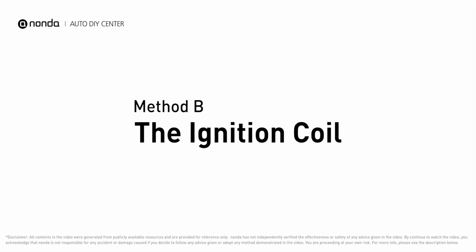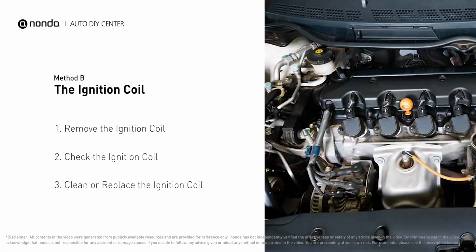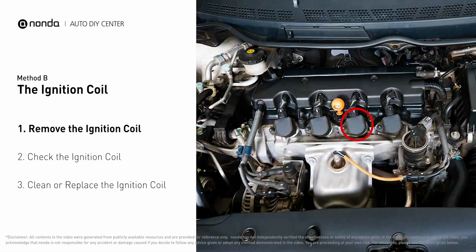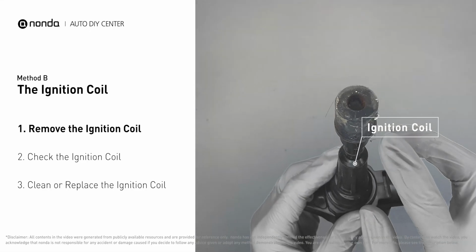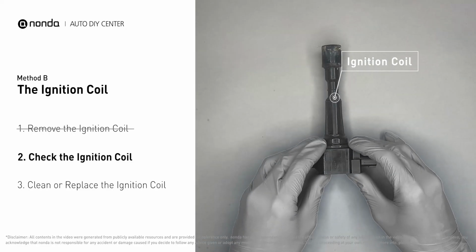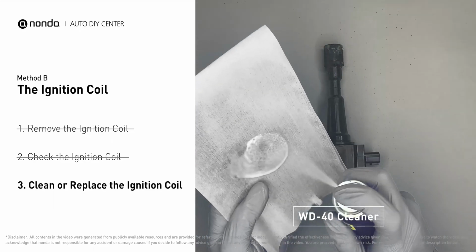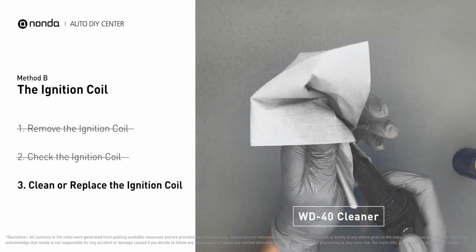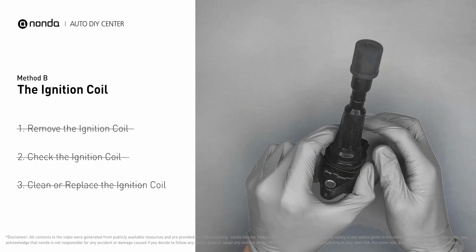Method B, the ignition coil. Ignition coils are usually installed directly at the cylinder head above the spark plug. First, carefully remove the ignition coil from the engine. Check to see if the ignition coil is either stained or damaged. If the ignition coil is covered with engine oil or stains, simply clean it with a WD-40 cleaner. Otherwise, replace the damaged ignition coil with a new one.